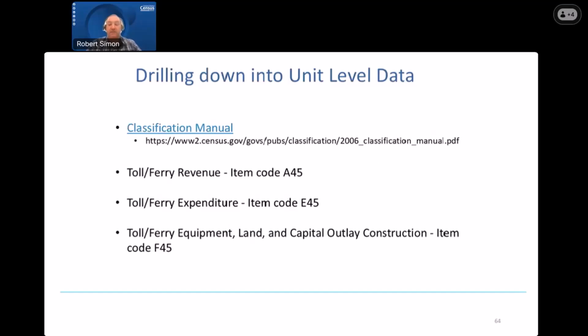Every item that ends in 45 relates to the maintenance, operation, repair, and construction of highways, roads, bridges, ferries, and tunnels operated on a fee or toll basis. So A45 is a revenue code. It includes revenue from things like ferry tickets, toll road fees, toll bridge fares, and late fees. E45 is an expenditure code. It includes most of the expenses related to the maintenance of toll roads, bridges, and ferries.